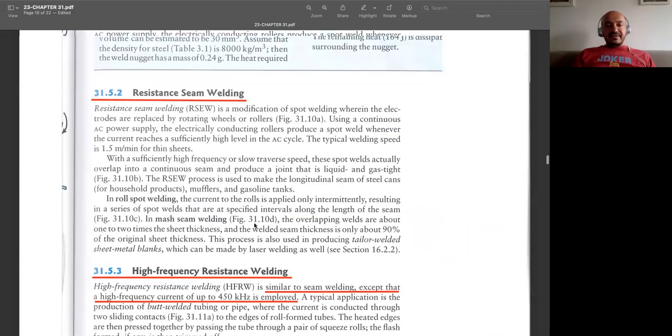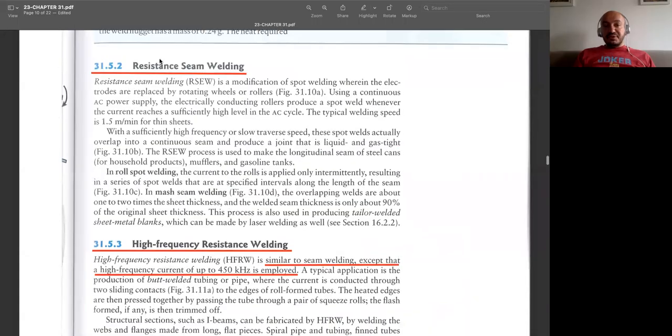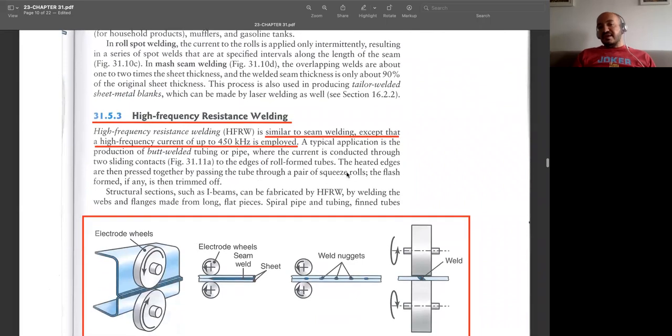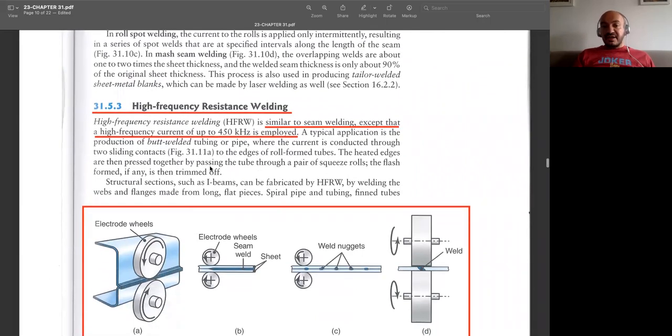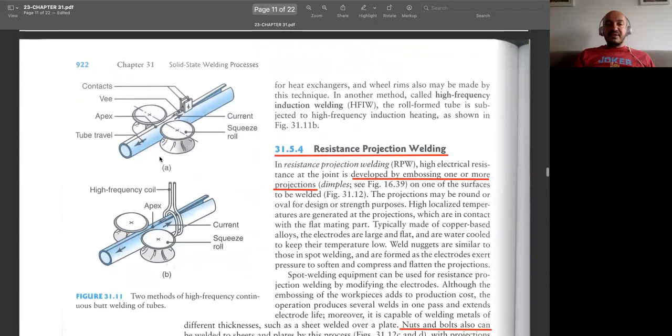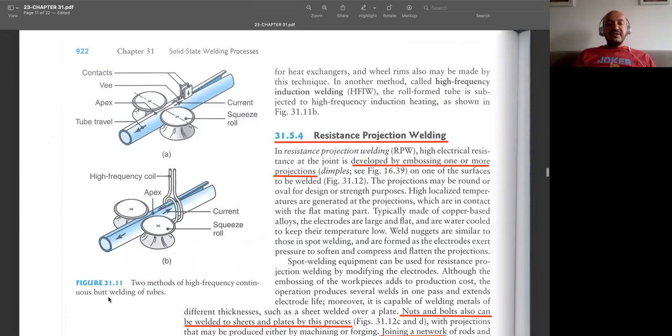And then we have another version of this one, another version of resistance seam welding. This is called high frequency resistance welding. Obviously, the difference is that the frequency of current is much higher. That is mostly utilized for thicker ones or some kind of tubes having higher thicknesses. As you see, this is a high frequency continuous butt welding, but the ideas are the same. The fundamentals are the same.